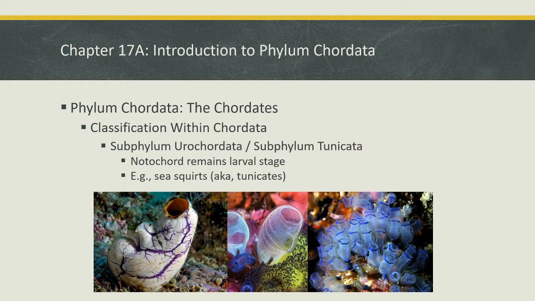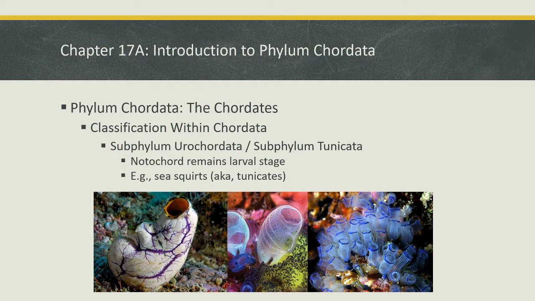Next, there's subphylum Urochordata, or sometimes it's called subphylum Tunicata. And the tuna here is based on the word tunic, like a cloak. They have a cloak-like structure that is somewhat hard and covers their body. And the main thing about them is the notochord remains through the larval stage, but once they are no longer larvae, the notochord goes away.